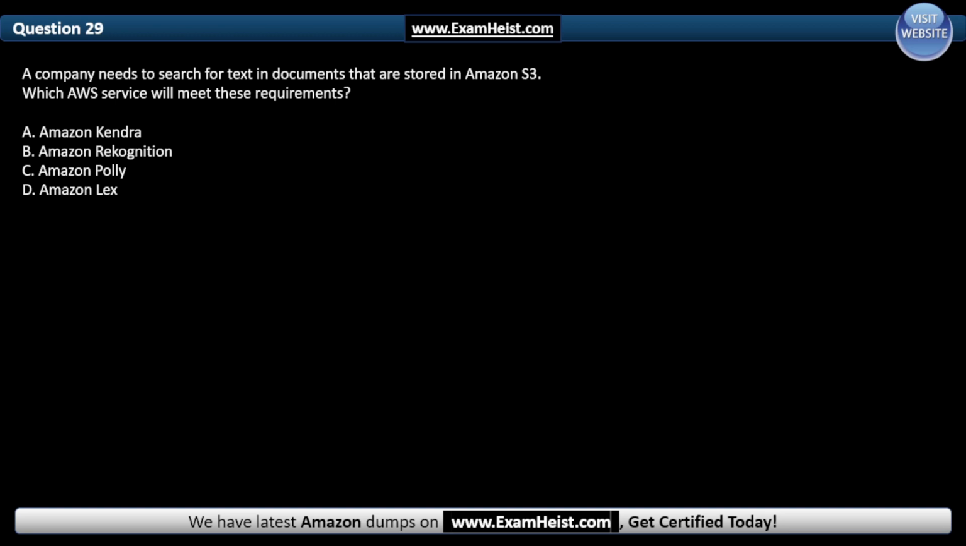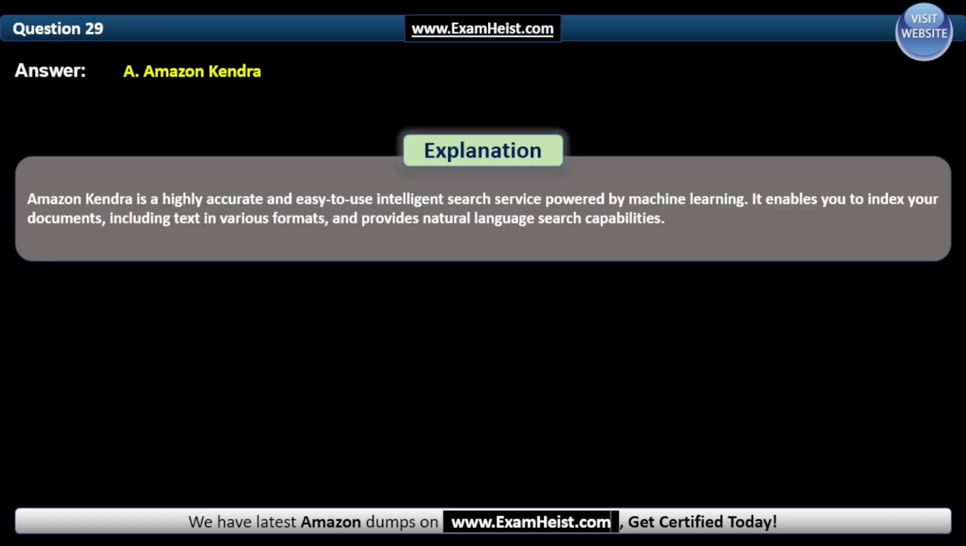Question 29. A company needs to search for text in documents that are stored in Amazon S3. Which AWS service will meet these requirements? The correct answer is A. Amazon Kendra. Amazon Kendra is a highly accurate and easy-to-use intelligent search service powered by machine learning. It enables you to index your documents, including text, in various formats and provides natural language search capabilities.